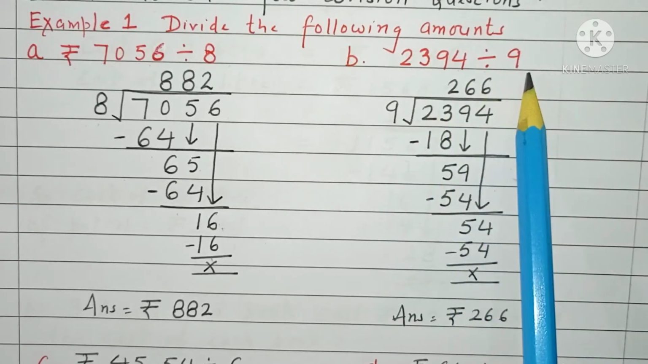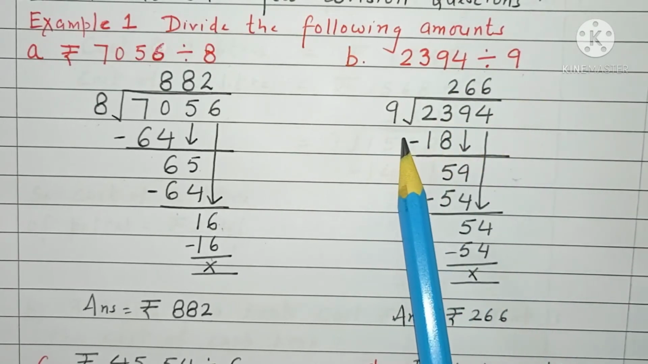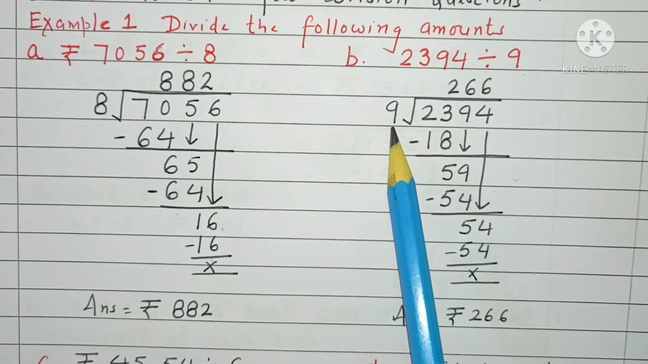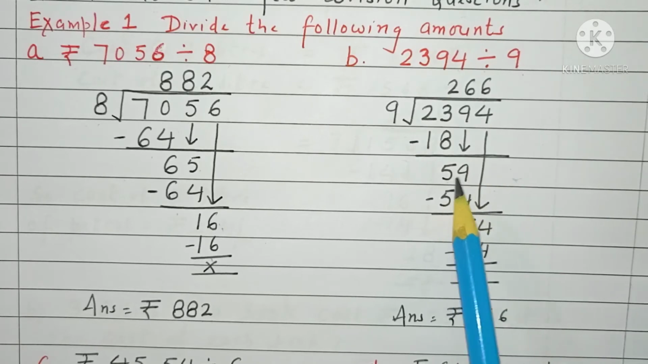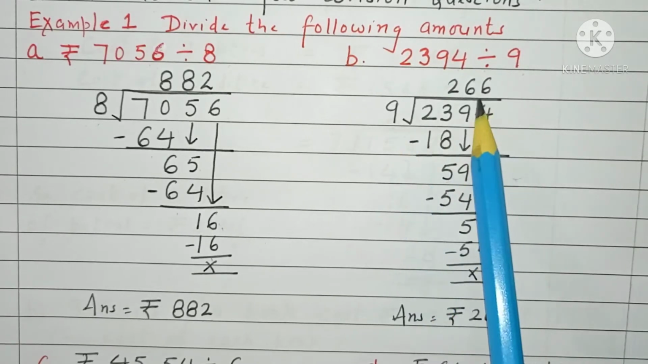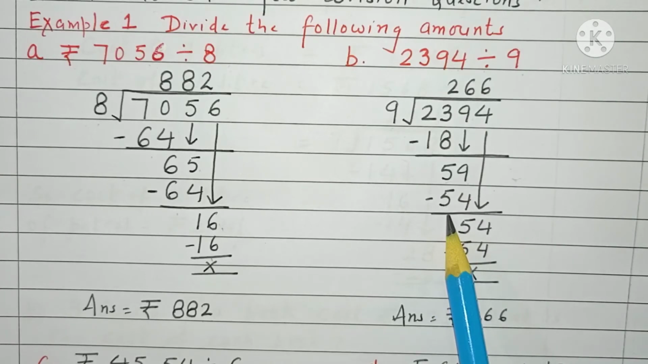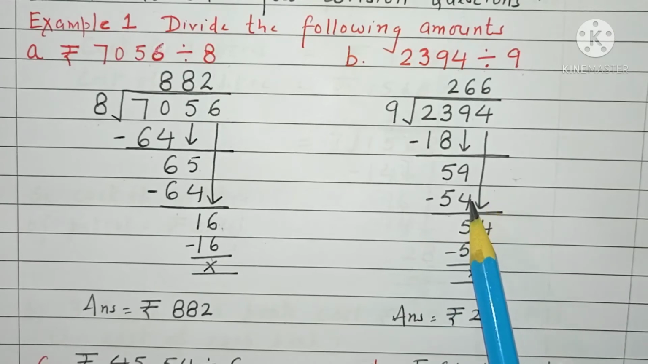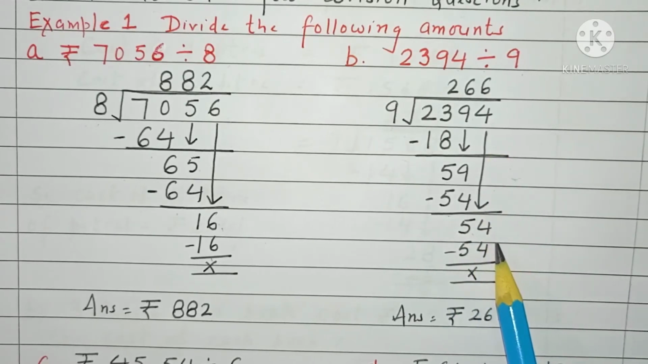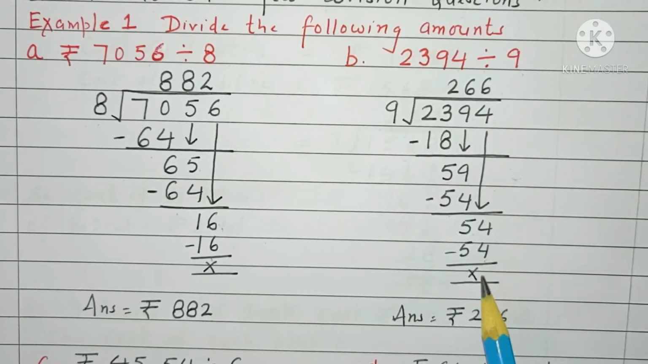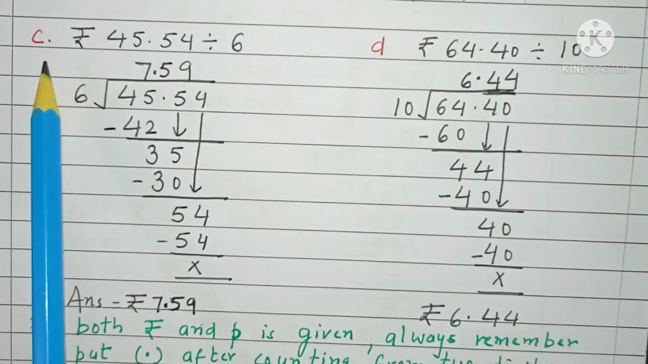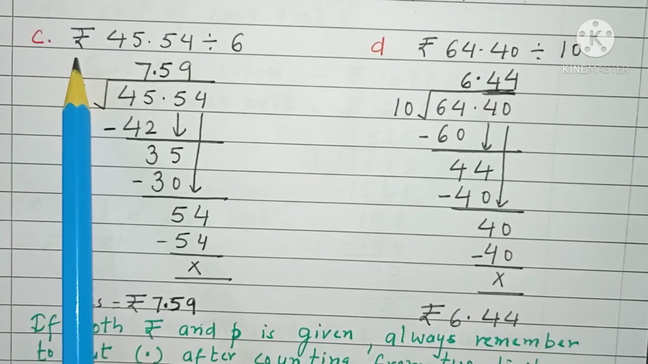Let's check out one more. 2394 is to be divided by 9. So again, the same method is to be used. First of all, 9 2s are 18. 23 minus 18 is 5, putting down 9. 9 6s are 54. You know that we have to take the number which is smaller than the upper number. Again, 59 minus 54 is 5. Putting 4 down, 54. 54 comes in the table of 9. 9 6s are 54. And the answer is rupees 266.